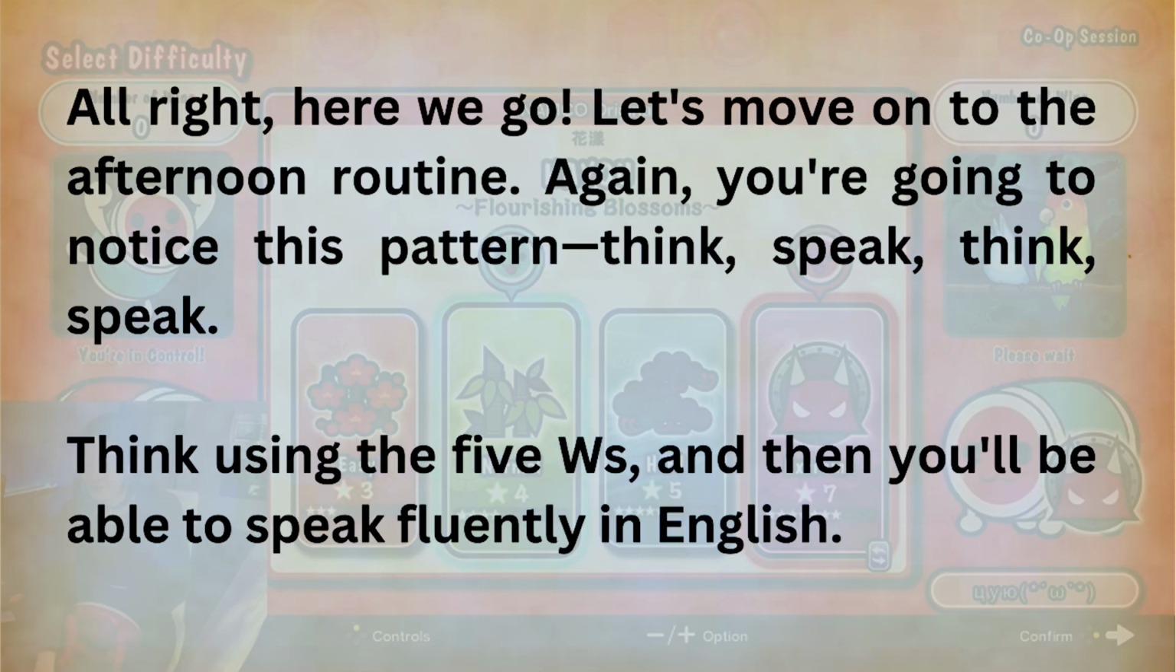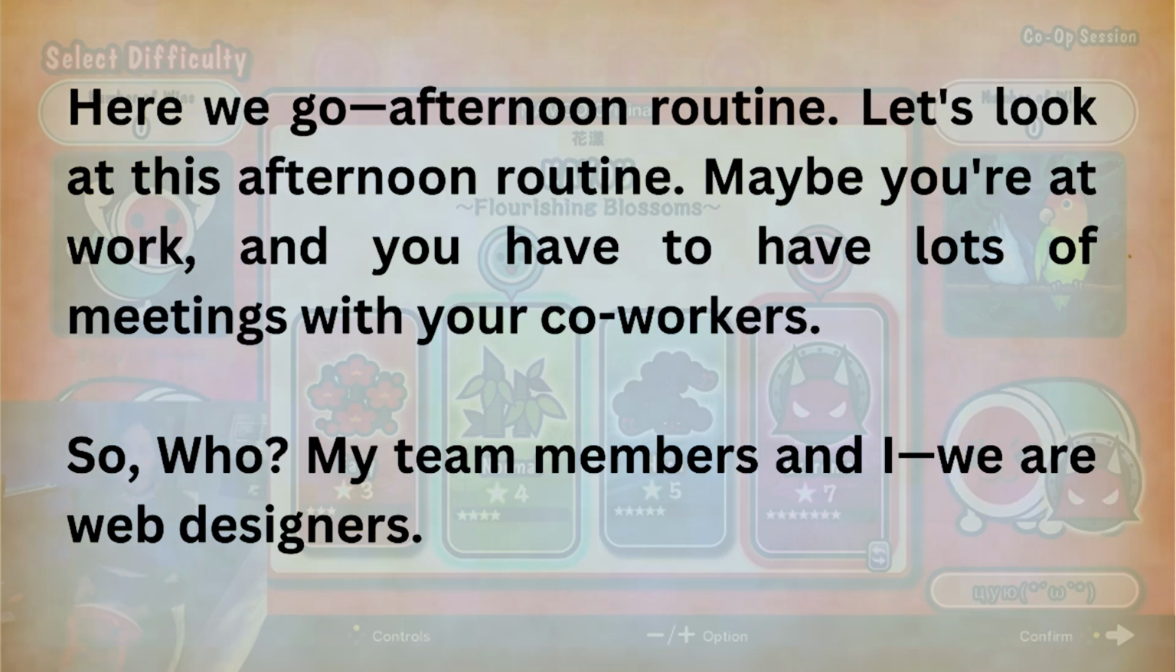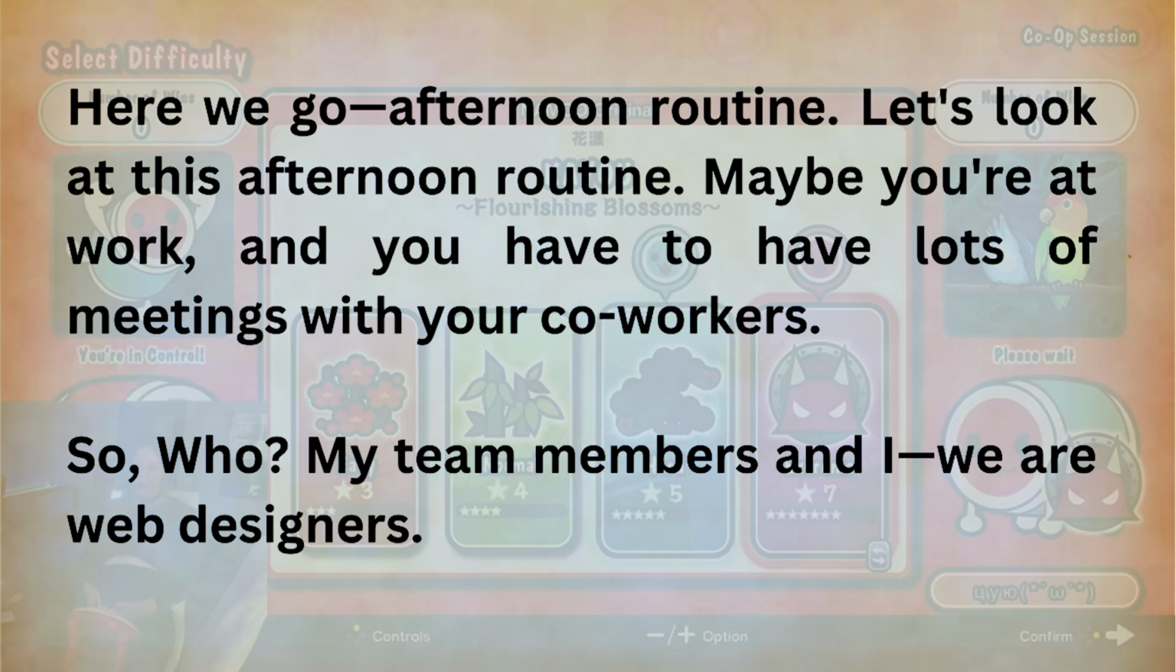All right, here we go. Let's move on to the afternoon routine. Again, you're going to notice this pattern. Think, speak, think, speak. Think using the 5 W's, and then you'll be able to speak fluently in English. Here we go. Afternoon routine. Let's look at this afternoon routine.